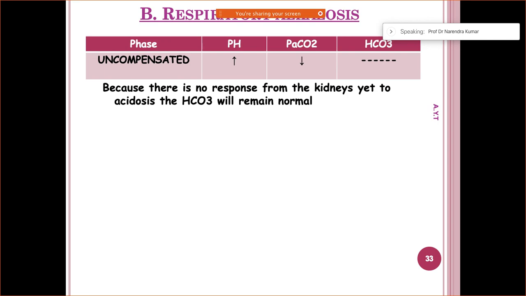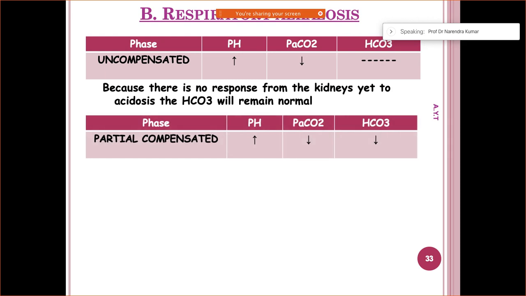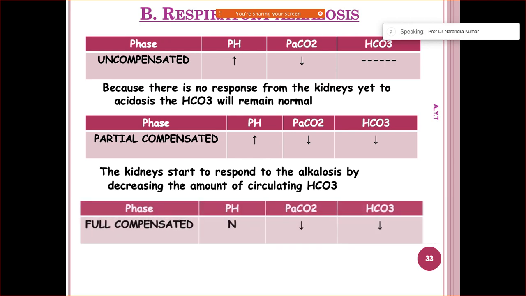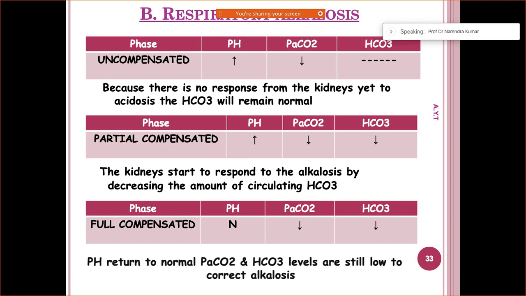So the kidney is still going to be recruited, in fact. In the partial compensation, bicarbonate will start getting decreased. When the bicarbonate starts decreasing, that is the partial compensation, and it continues to decrease further until the pH becomes normal. Then it means it is fully compensated. If you understood that, this is the reverse of that. So this is what is called metabolic acidosis and metabolic alkalosis.